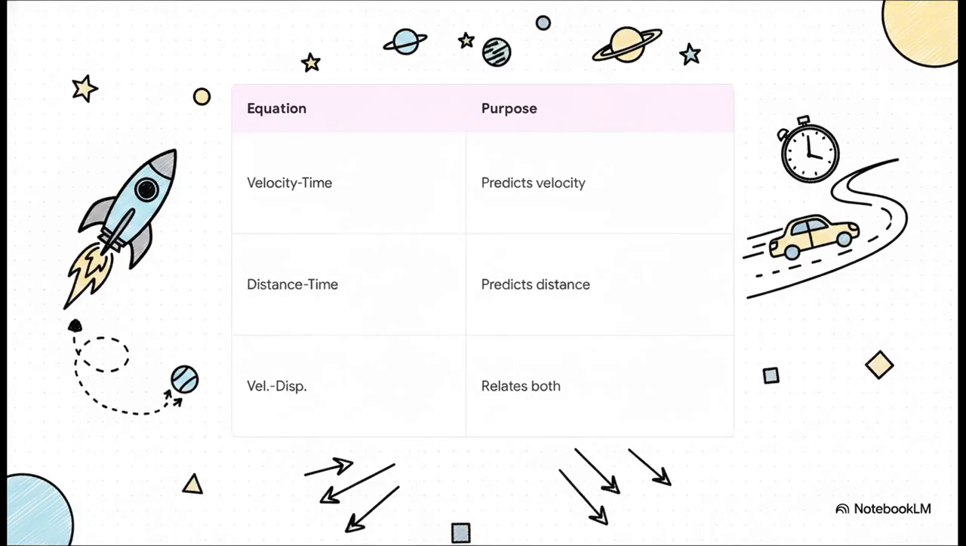And this brilliantly illustrates how we handle constant acceleration. We rely on three fundamental equations. By mathematically relating velocity, time, and distance, these specific formulas allow us to predict exactly where a moving object is going to be in the future, or exactly how fast it'll be going. It's almost like having a crystal ball for physics.